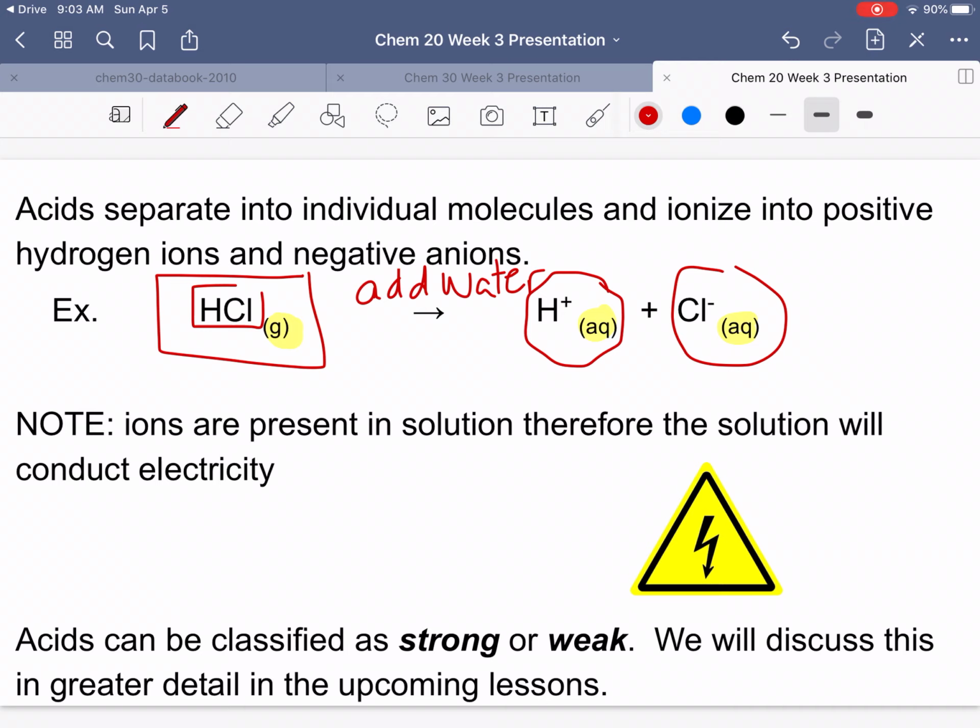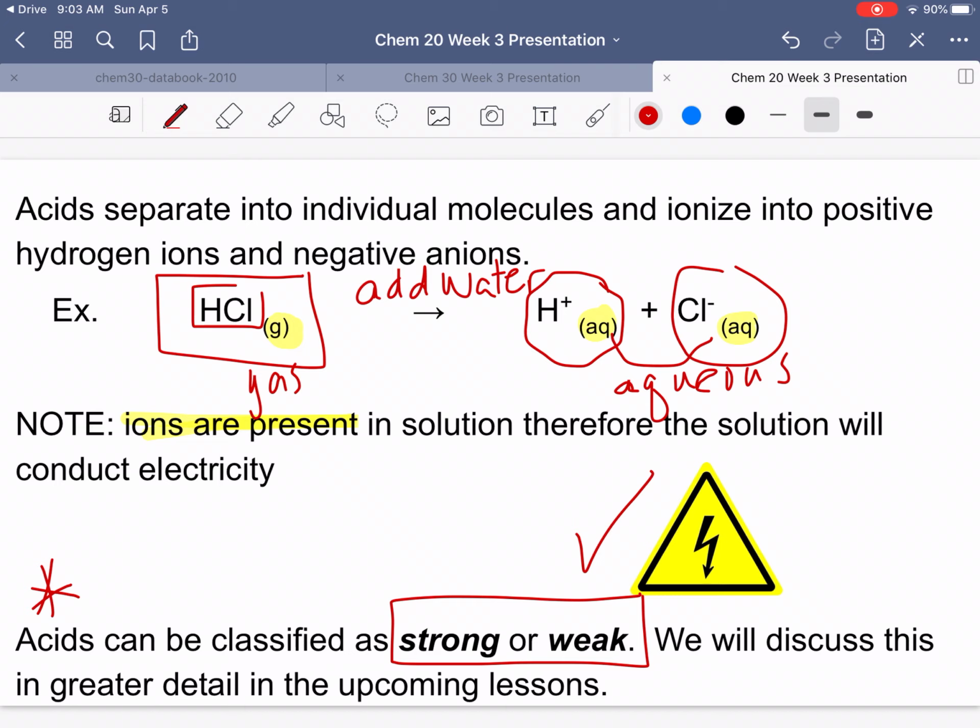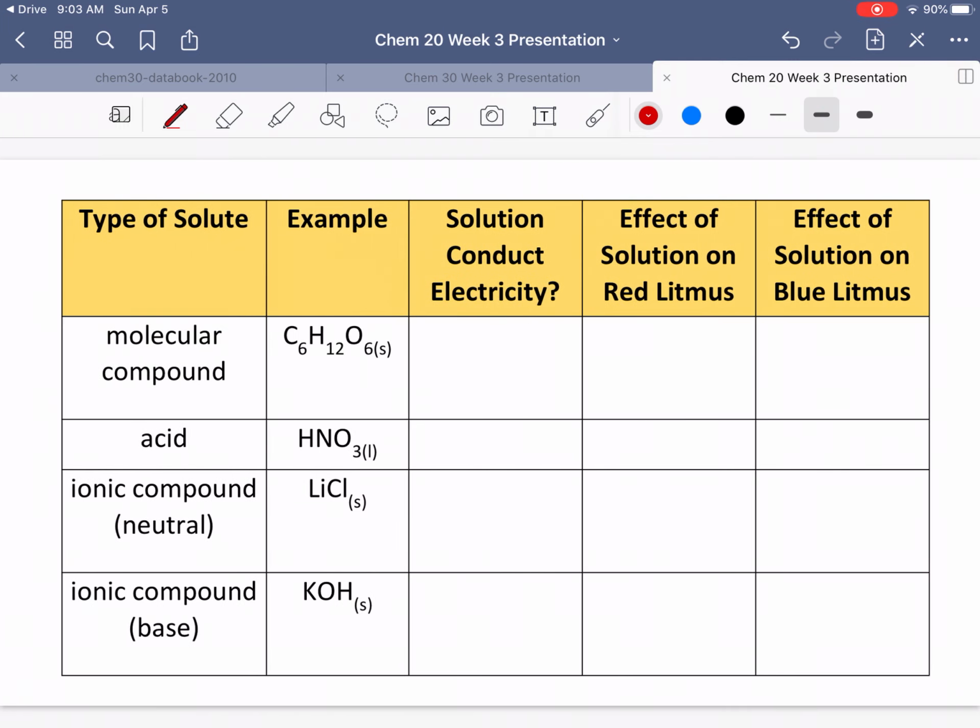Make sure you make note of that again. We start as a gas and we finish aqueous. Okay? Since, without a doubt, ions are present, then they will conduct electricity. Little side note, guys, acids are not all created equally. They're definitely strong versus weak acids, and we'll talk way more about that as we continue on in this unit. Ultimately, strong acids are going to have more obvious acidic properties, whereas weak acids are not going to be as pronounced.